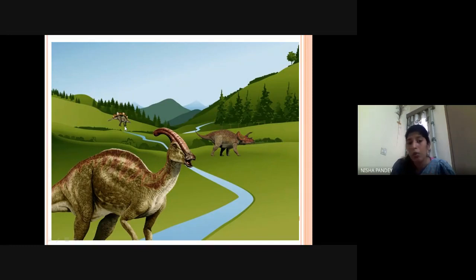So it is looking very small, and this is looking very close. It is nearest, and this one is looking very small because it is farthest, very far away from us, right? So hope you have understood this concept.